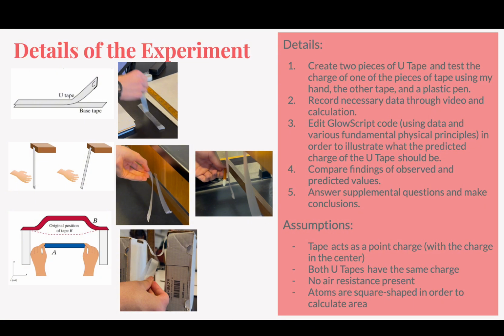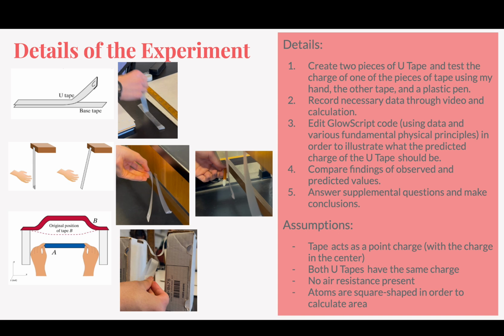Then I would create a computational model using data and various fundamental physical principles, and this computational model was used to illustrate what the predicted charge of the U-tape should be, including if it had an electron deficiency or too many electrons. I next had to compare the findings of the observed and predicted values, and based on those findings, I answer supplemental questions and make conclusions.